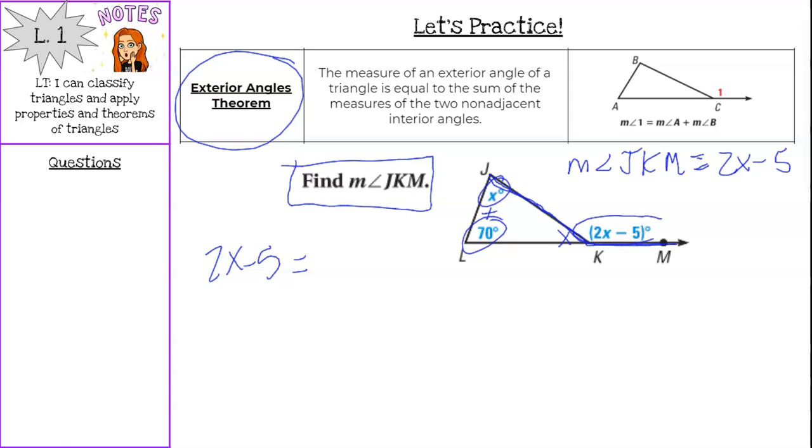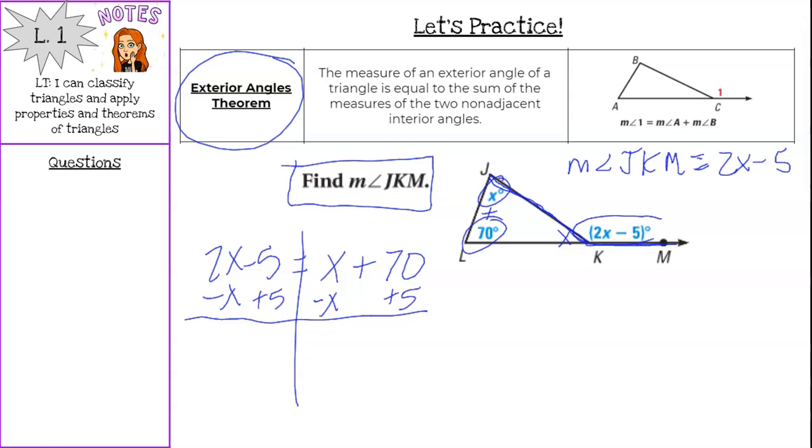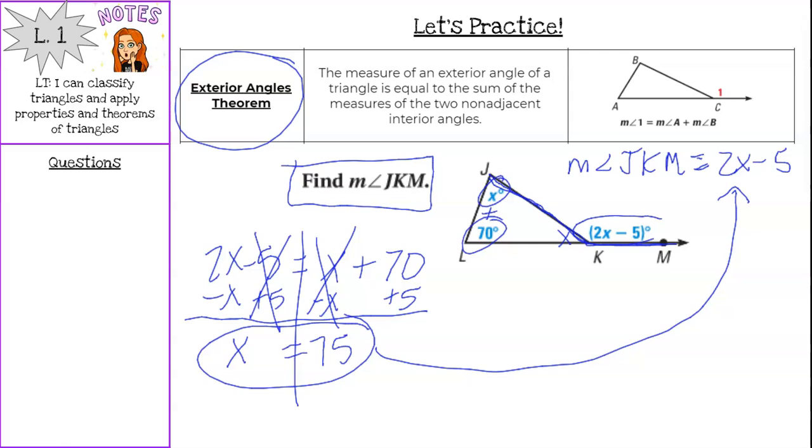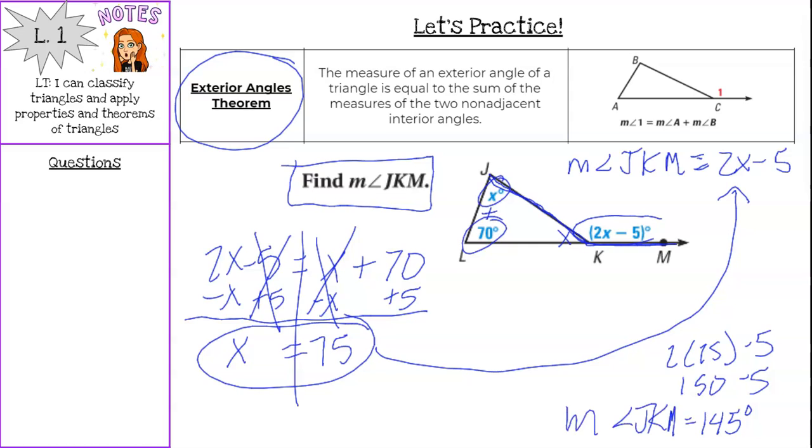So it touches this one. It doesn't touch x and 70. So the sum of x and 70. Solve that equation. We can subtract x on both sides and add 5 to both sides. 2x minus x is x. That cancels. 70 plus 5 is 75. We know x equals 75. Now we just need to plug that in here. 2 times 75 minus 5 is 150, take away 5, which is 145 degrees. So that would be the measure of angle JKM.